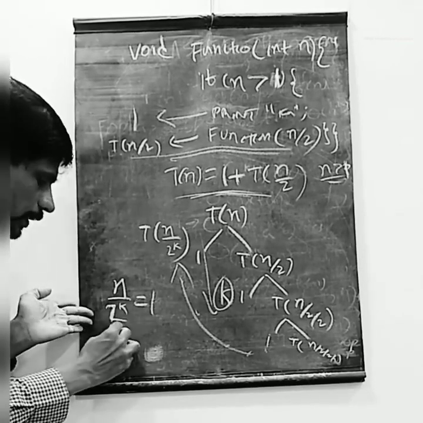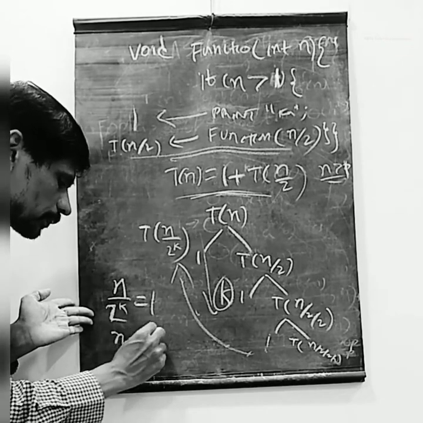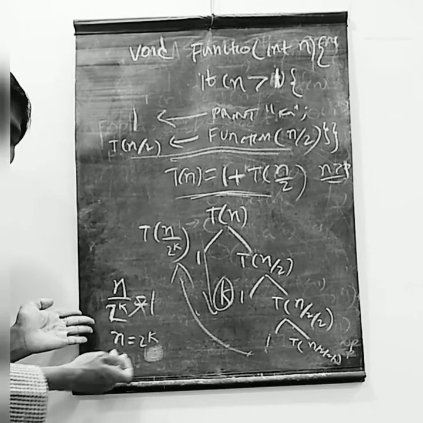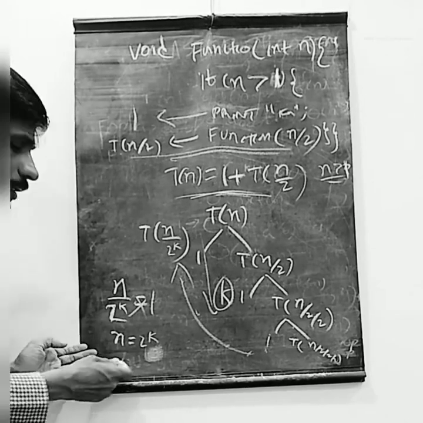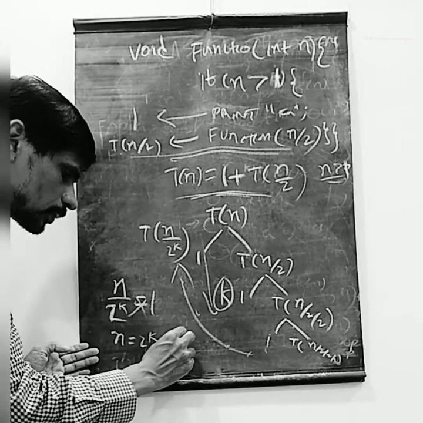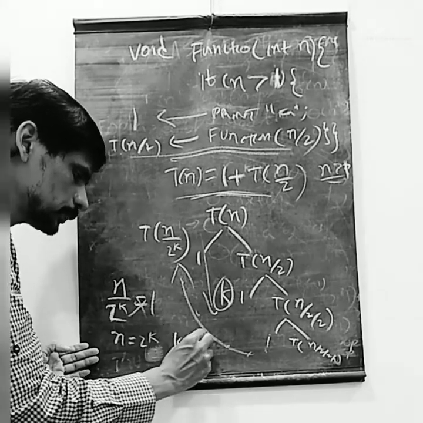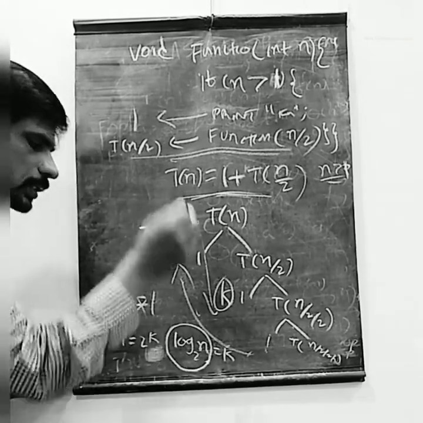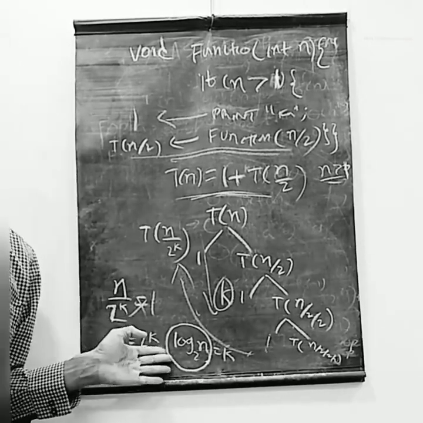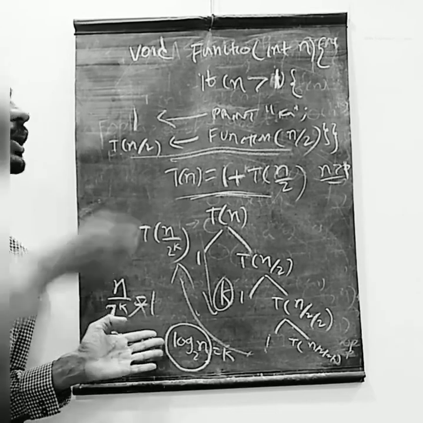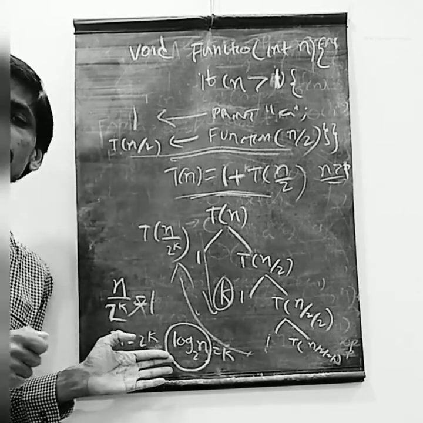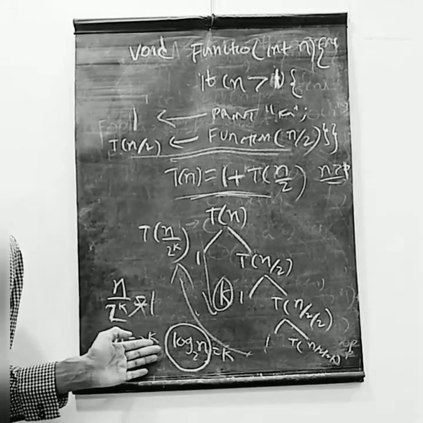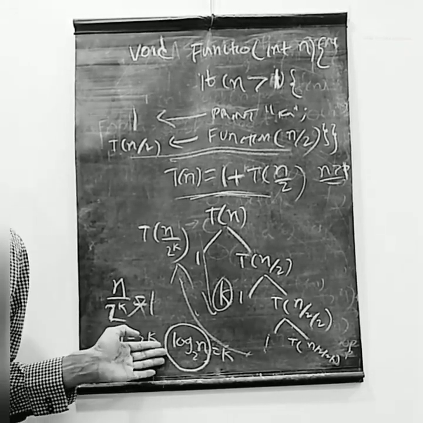So we can represent this as n equals 2 power k. Cross multiplying, n equals 2 power k. We can represent this in logarithm form: log base 2 of n equals k. So what is my complexity? Complexity is log n. So the complexity of this division is log n. Everyone understood, right? Okay.